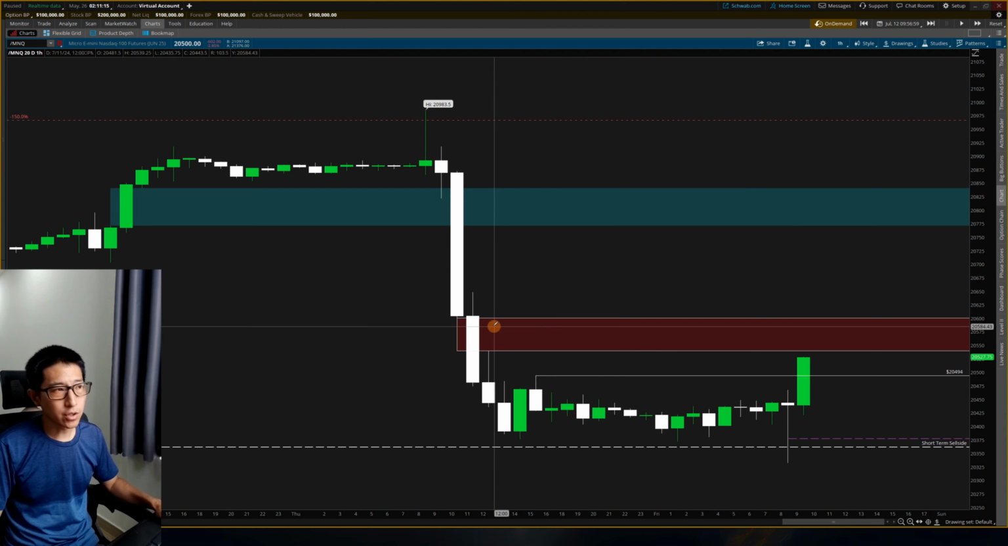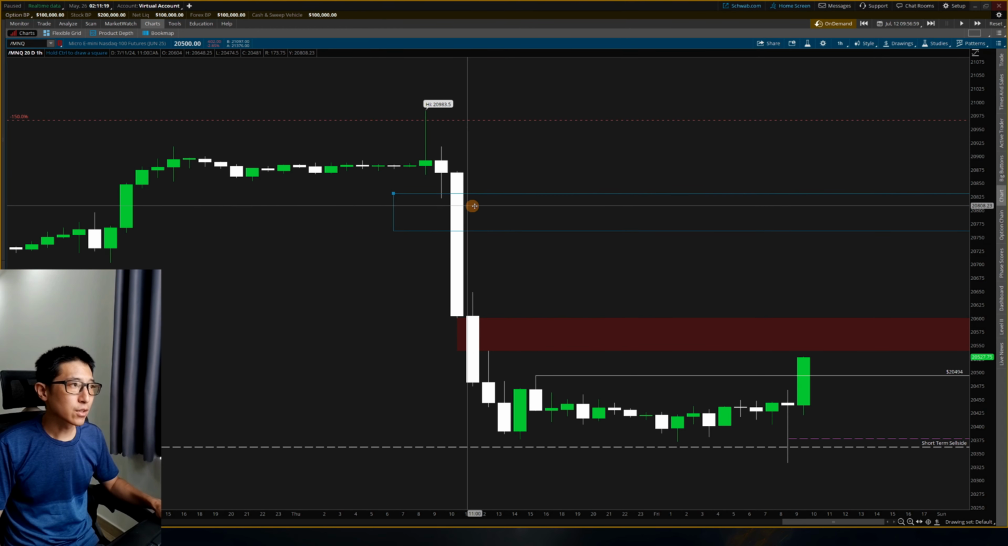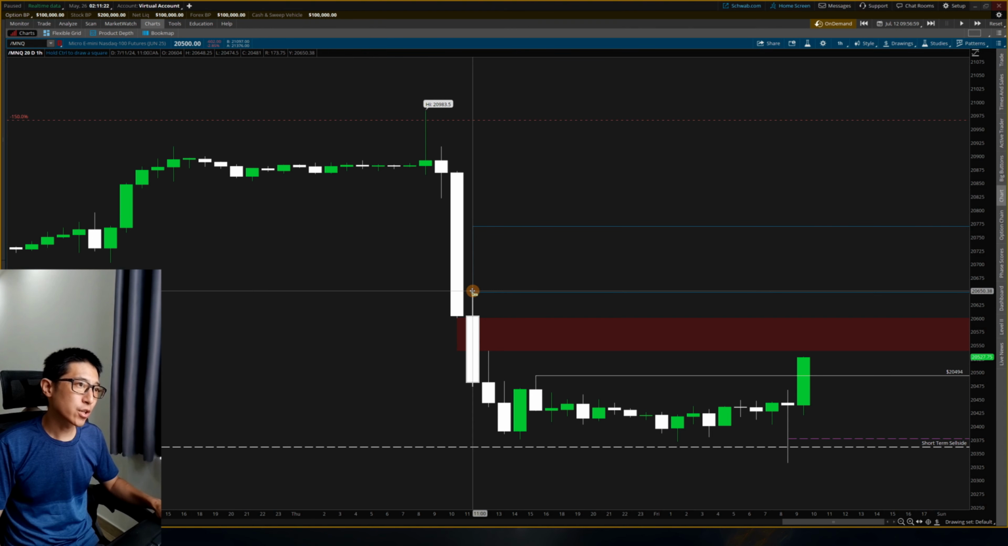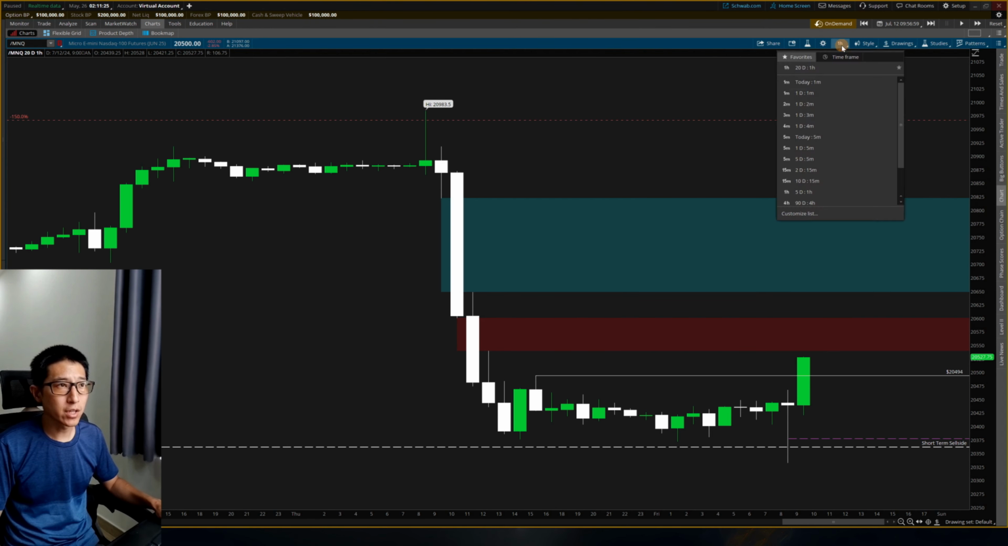On the other hand, we could just be going into this fair value gap up to the upside here, so not sure. I mean, we're already up for the week. I'm kind of happy with that. Maybe I won't trade today. Just gonna keep watch and see what happens.